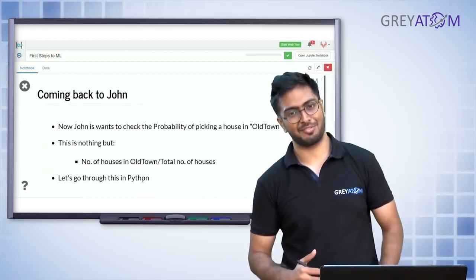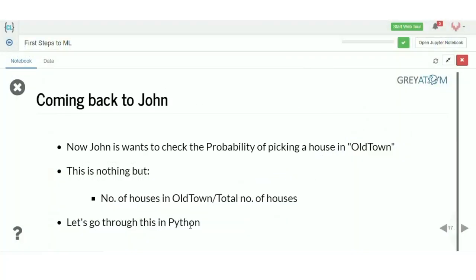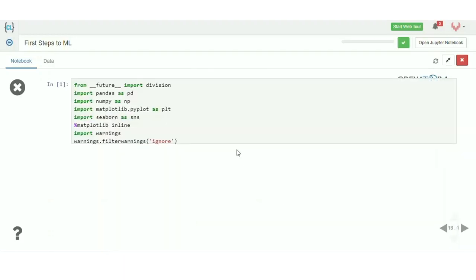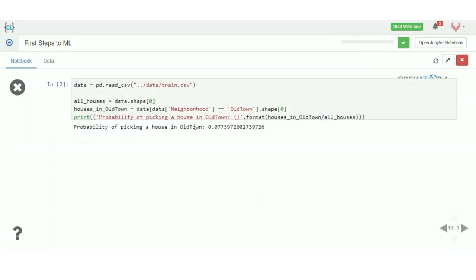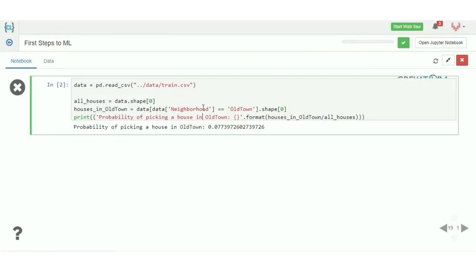So now coming back to our friend John. John wants to check the probability of picking a house in Old Town. This is nothing but the number of houses in Old Town divided by the total number of houses. So let's now go through the same thing in Python. We import the libraries. Now what we do is basically the same thing. First we figure out the total number of houses in Old Town versus the total number of houses that he's looking at. He's looking at somewhere around 1460 houses.